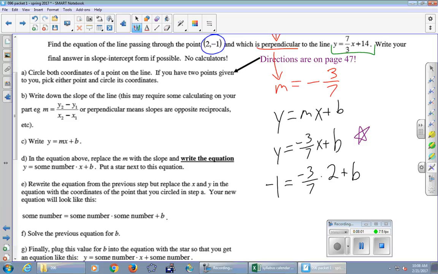Teresa. The -3/7, is it a multiplication sign? Yeah, next to that is a multiplication. We're going to keep fractions, no rounding here.